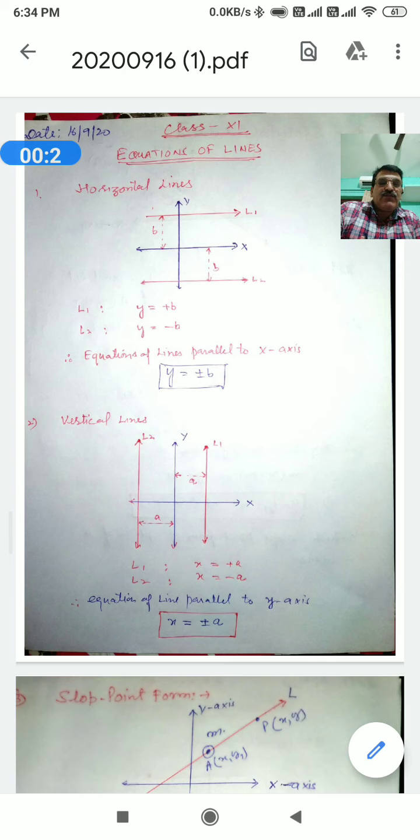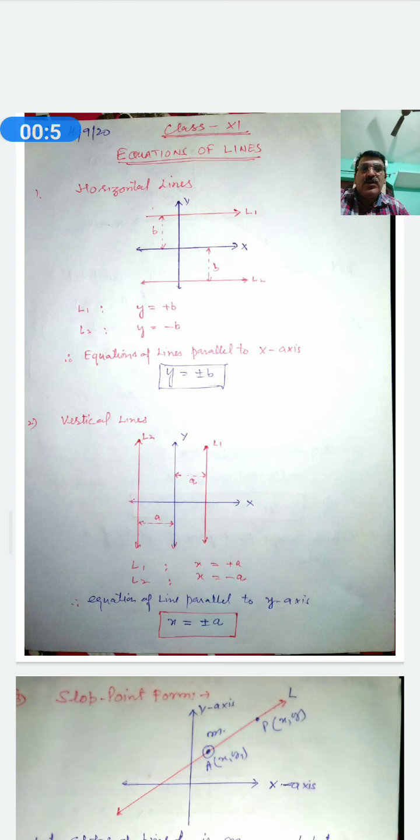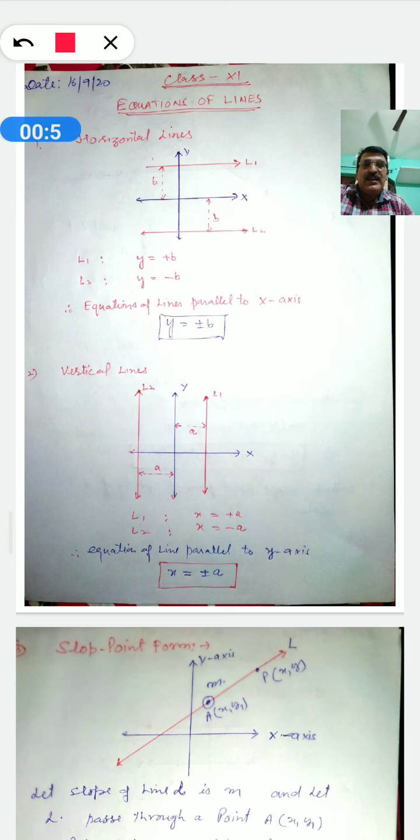L1 is above x-axis at a distance b unit and L2 is below x-axis at a distance b unit. So therefore equation of line L1 will be y is equal to plus b because the line is above the x-axis. Similarly, the equation of line L2 is y is equal to minus b because the line is parallel to x-axis and it is below the x-axis, that is why it is minus b. The equation of line parallel to x-axis is y is equal to plus minus b.